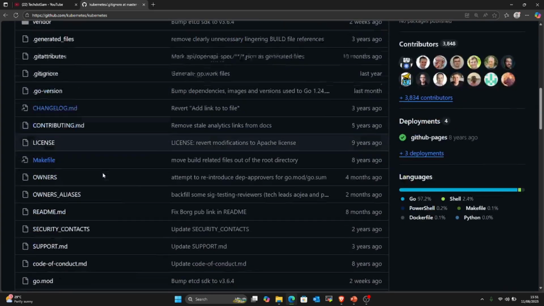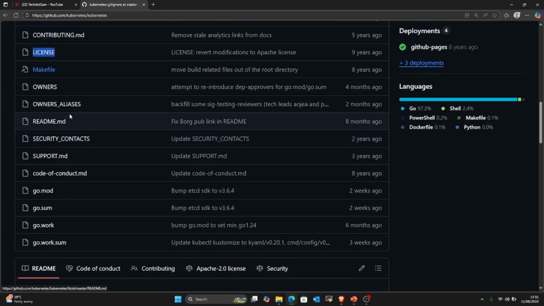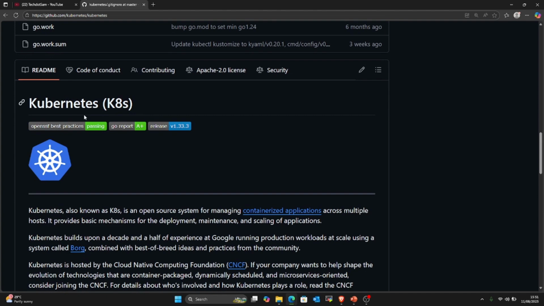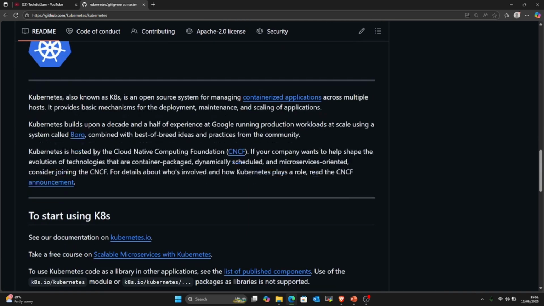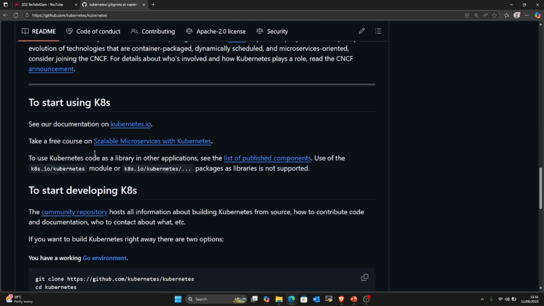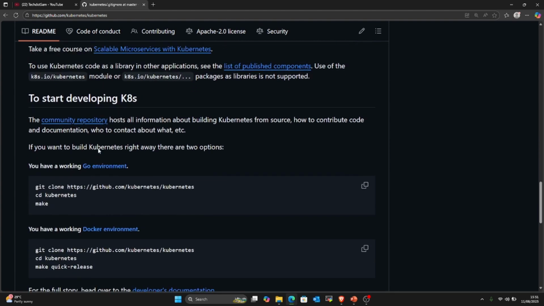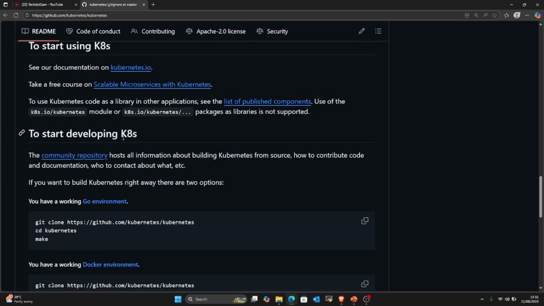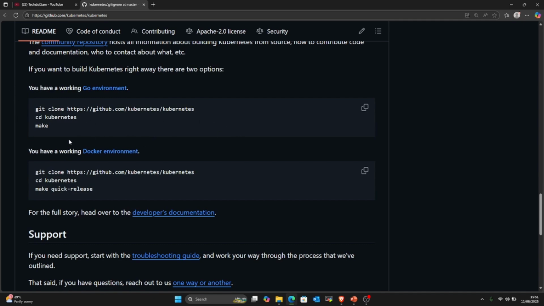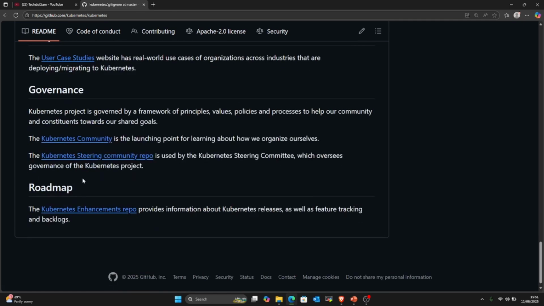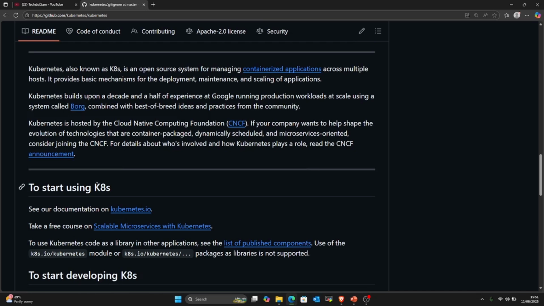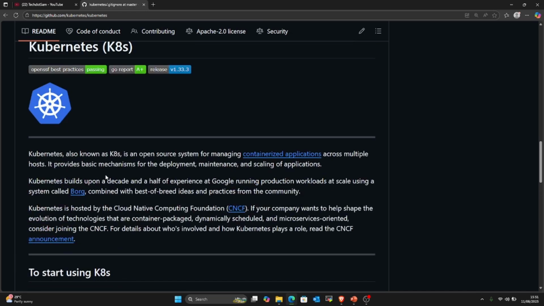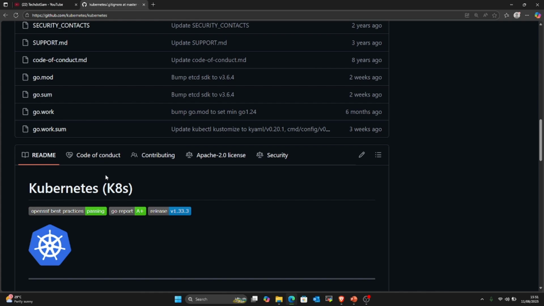You can see the license file. Then you can see the README. Most times, what you have in your README is what is actually displayed here. You can see it here, your README. Everything about this project is properly detailed here. You can see how to start using KTest, how to start developing KTest, commands like git clone and everything, support, community meetings and all of that. It gives you a very detailed overview of what this particular repository is all about and the things they are hoping to achieve with it.